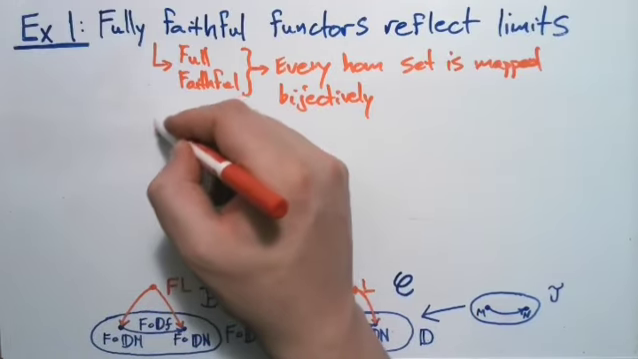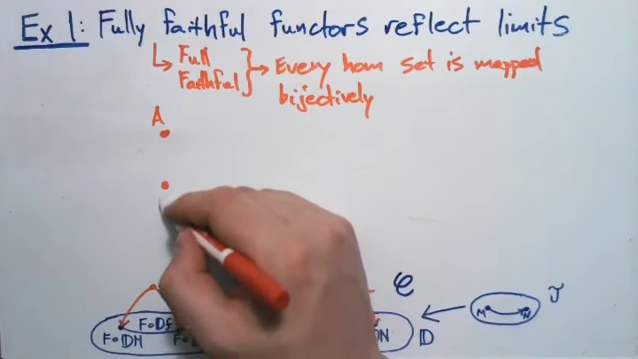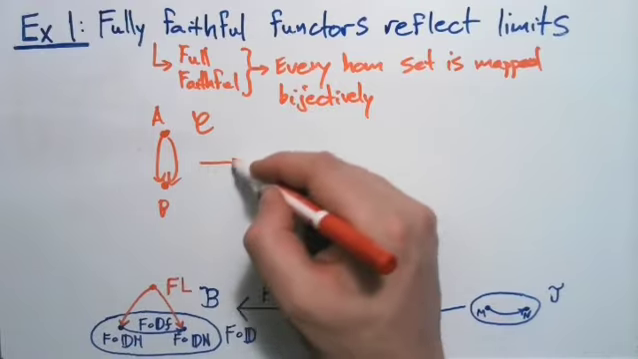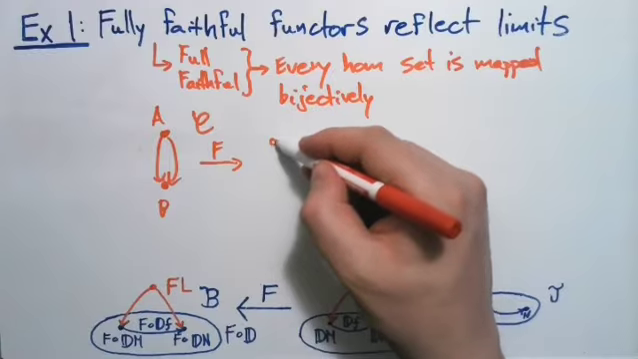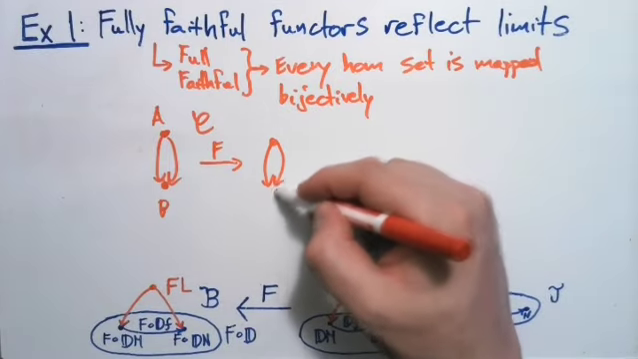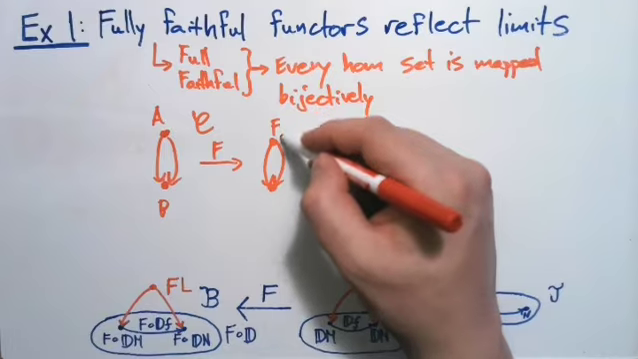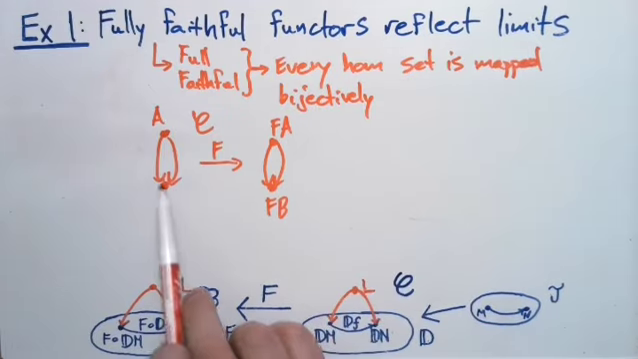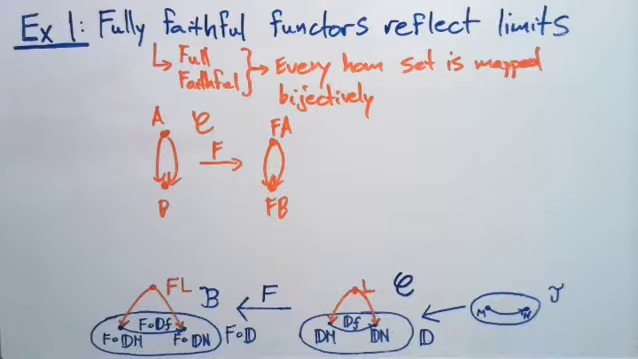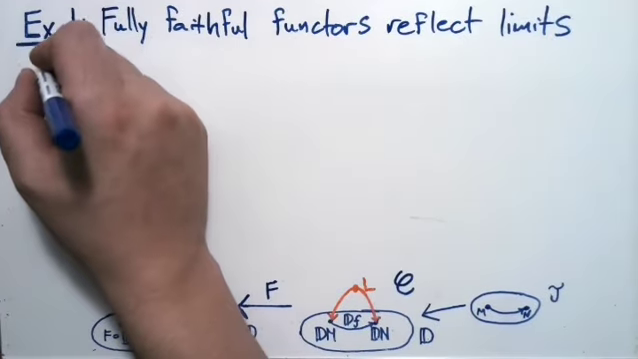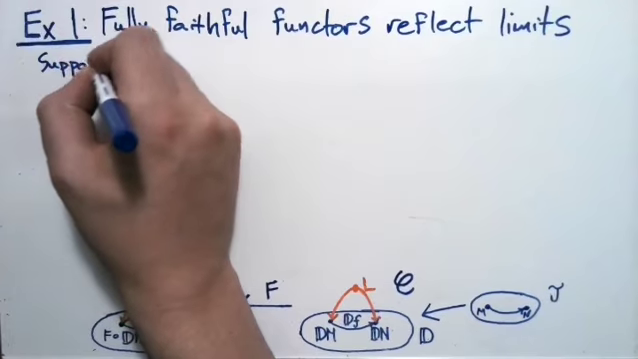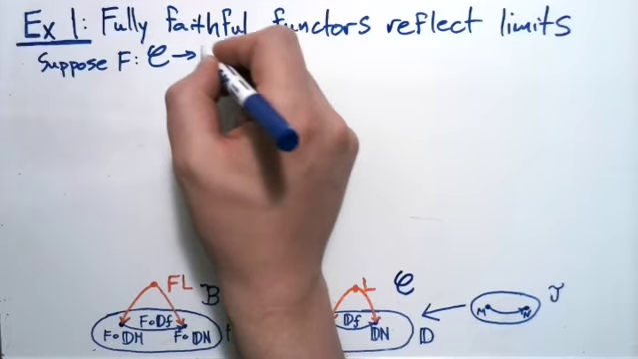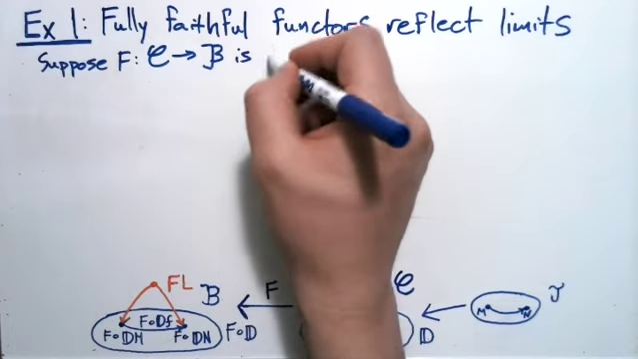Say we had A and B in C and had a couple morphisms between them. Then when we mapped it by F, if it was fully faithful, we would need to have two morphisms on this side as well, going from FA to FB, so that this mapping of morphisms is bijective. So to prove this, suppose F from C to B is fully faithful.